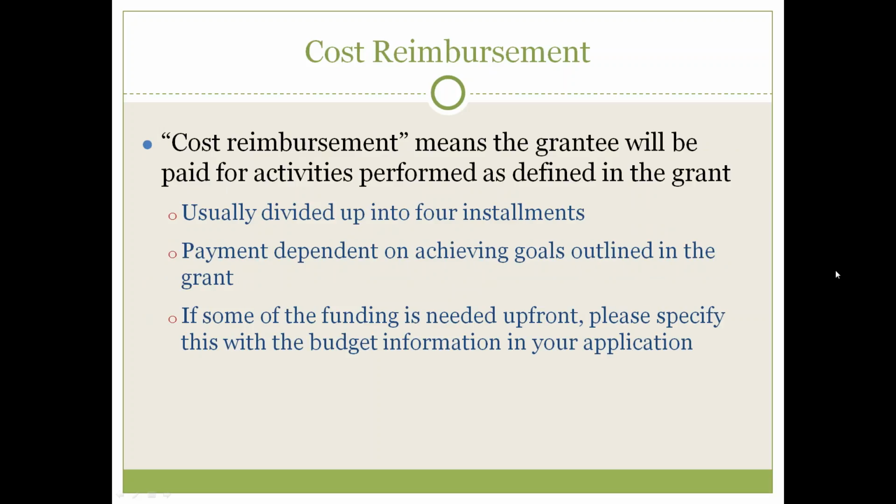These grants run on a cost reimbursement strategy. Cost reimbursement means that the grantee will be paid for activities performed as defined in the grant. These are usually divided up into 4 installments, 1 per quarter. So you will invoice the Utah Department of Health for the activities you've completed, and then we will reimburse you for those activities. The payment is dependent on achieving the goals outlined in the grant. And if some of the funding is needed up front, please specify that with the budget information in your application, and we can make allotments for budget to be available at the beginning of the project.